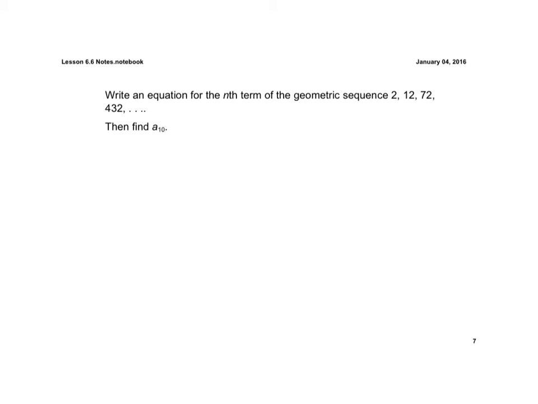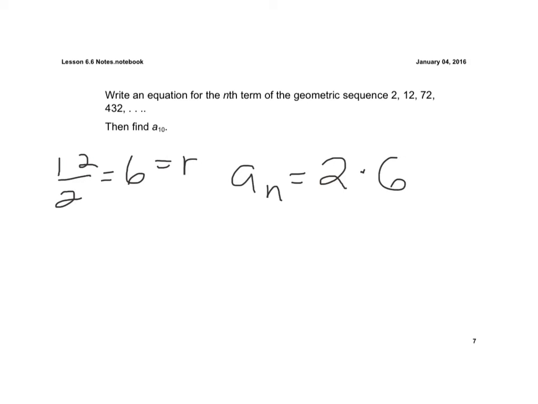So now here we're going to write an equation for the nth term of a geometric sequence. So again, we're going to take 12 divided by 2, which is 6. So we know that my common ratio is 6 because I'm multiplying everything by 6 to get to the next term. So our nth term, a sub n, is equal to the first term, which is 2, times the common ratio, which is 6, raised to the n minus 1. So there's your equation.